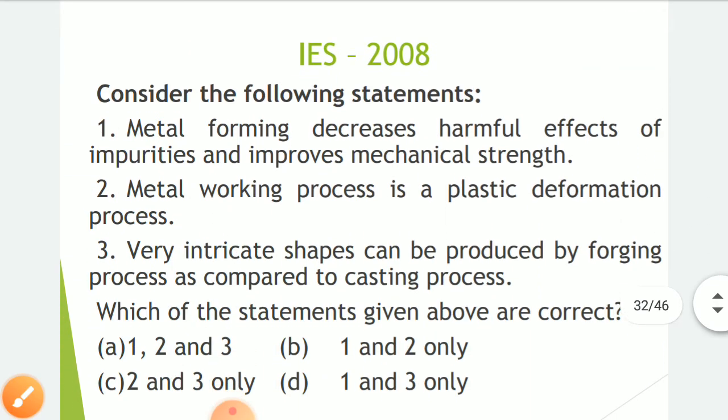Now in the next question, consider the following statements. Which of the statements given above are correct? So find the correct statements. Metal forming decreases harmful effects of impurities and improves the mechanical strength. That's very true.